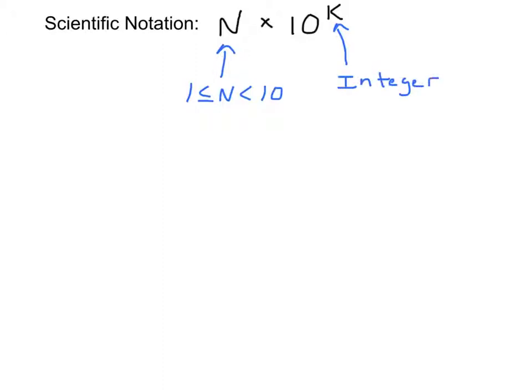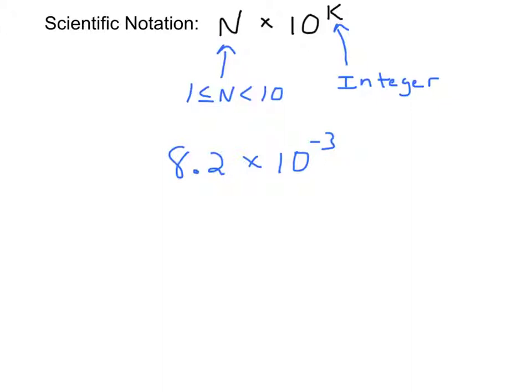So for example, you could have like 8.2 times 10 to the negative third. That would be called scientific notation because this number 8.2 is between 1 and 10, and the exponent here, negative 3, is an integer.